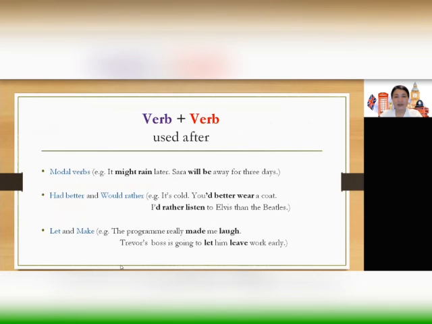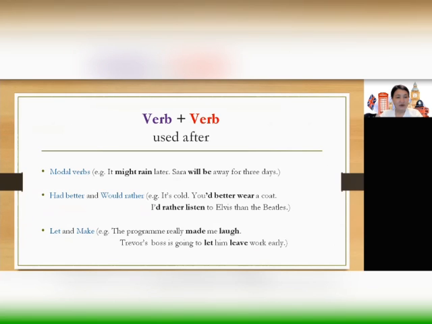So let's go on. When in one sentence we see a verb and a verb, they are used after modal verbs. For example, it might rain later. Here we have just the modal verb might and the main verb rain. Sarah will be away for 3 days. Will be. Had better and would rather. For example, it's cold. You'd better wear a coat. I'd rather listen to Elvis than the Beatles.